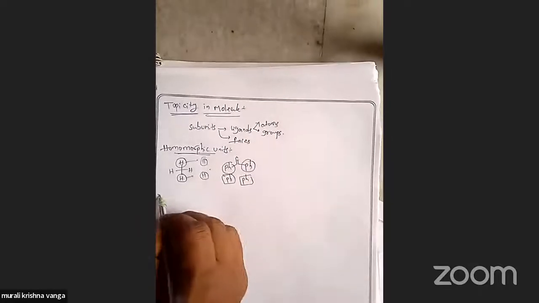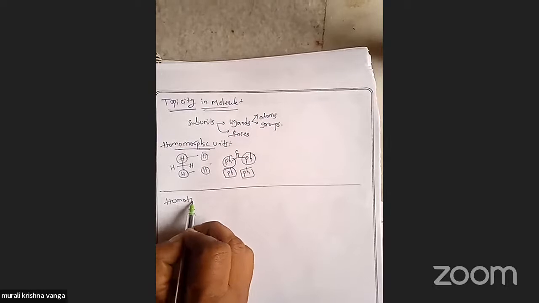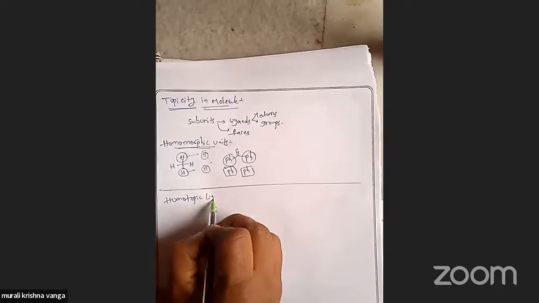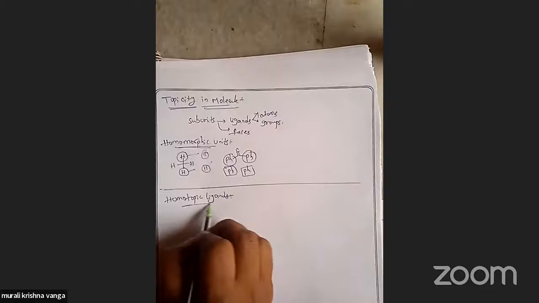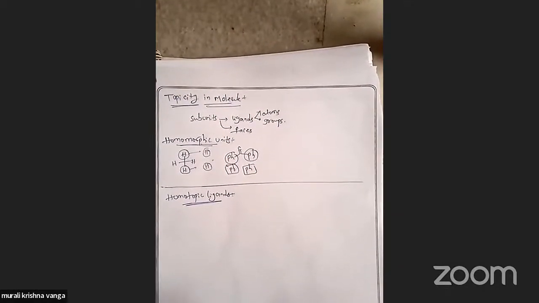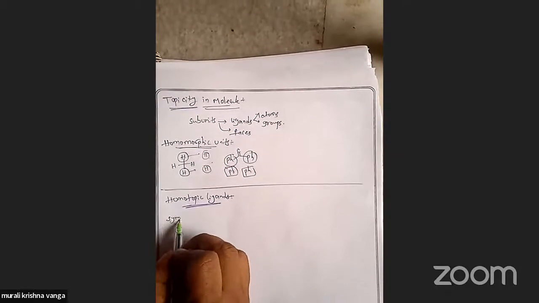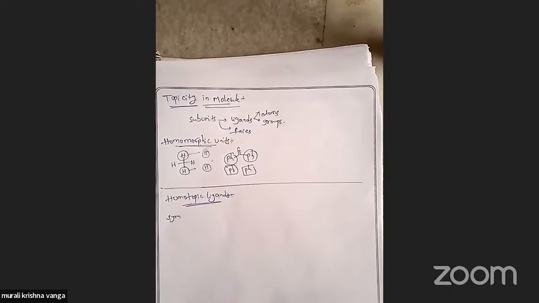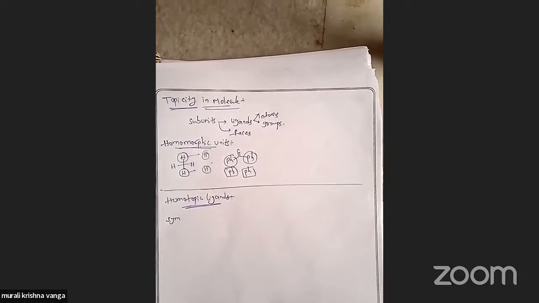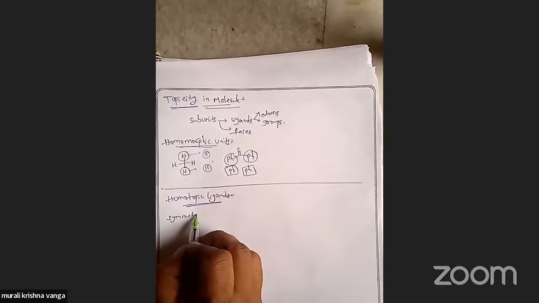So the next one is homotopic ligands. I am explaining homotopic ligands here. The following criteria decide whether the ligands are homotopic or not. First one is the symmetry criteria. Based on two criteria, we decide whether the selected subunits of a molecule are homotopic or not. The first criterion is the symmetry criteria.